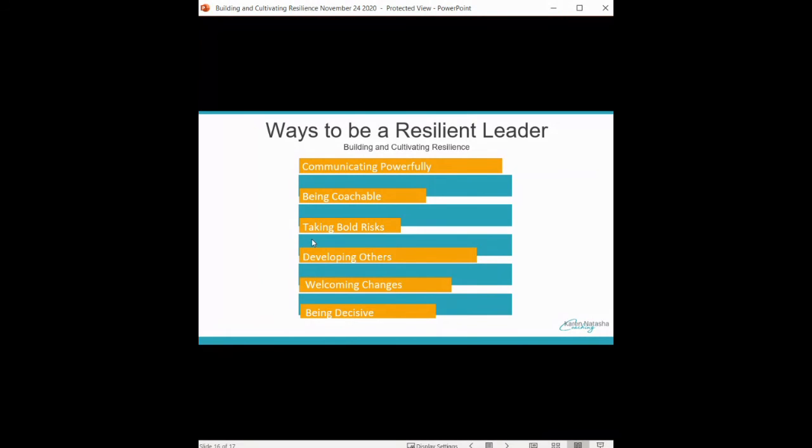And welcoming change. It goes back to that fixed versus growth mindset, it's just welcoming changes that happen, especially now during the pandemic. There's so many different changes that happen on a whim. If you're in sales, you understand that changes happen quickly. If you're not in that industry, change can be really quite devastating and hard to do. And then the other one is just being decisive. As a resilient leader, you want to show your team members that you know how to make a decision, and make a decision that will benefit everyone, not just yourself.